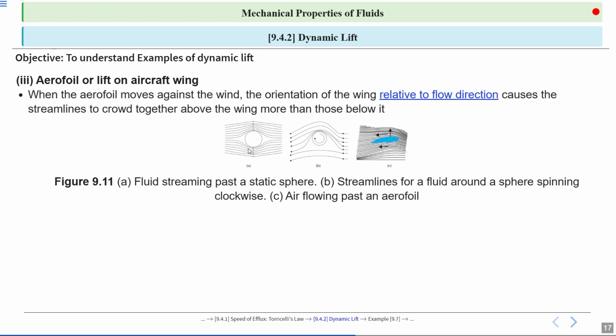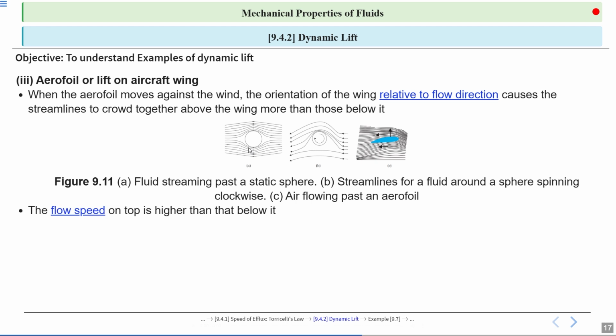Now, look at the figure. The wing is tilted relative to the direction of the airflow. This tilt, or angle of attack, causes the air streamlines to bunch up more above the wing than below it. The crowding of streamlines means the air is moving differently above and below the wing, which is key to understanding lift. Emphasize how the shape and orientation of the wing affect the airflow.